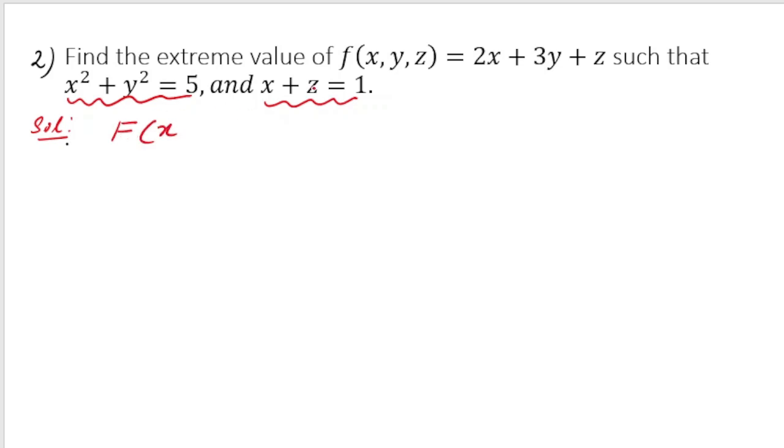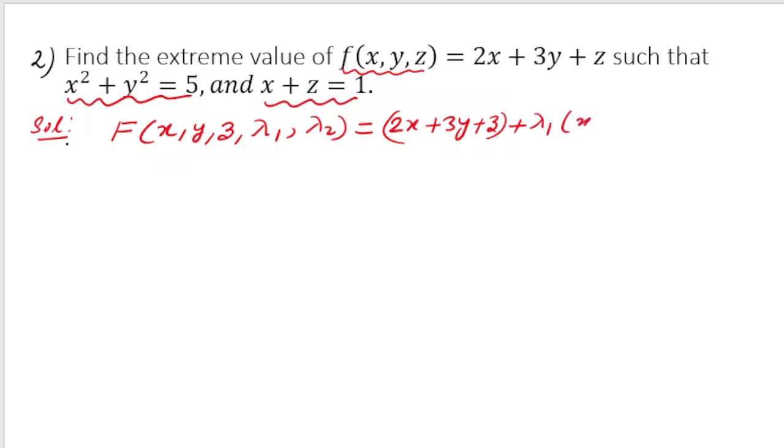I'm using the symbol capital F for the auxiliary function, because I have used small f to write the original function. So the auxiliary function F of x, y, z, and how many constraints are there? Two constraints. So I am going to take two Lagrange's multipliers, lambda 1 and lambda 2. How do I write the auxiliary function? I write the original function, that is 2x plus 3y plus z, plus lambda 1 times the first constraint, x square plus y square minus 5, and then plus lambda 2 times the second constraint, x plus z minus 1. Let me call this equation number 1.